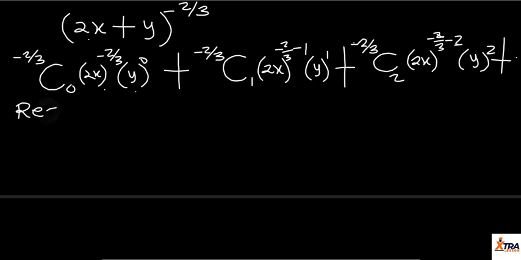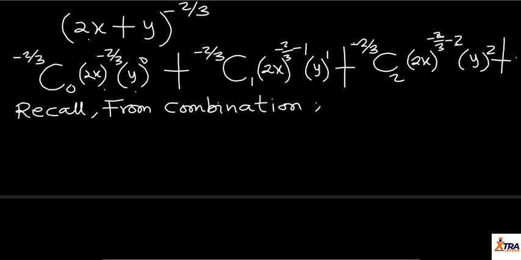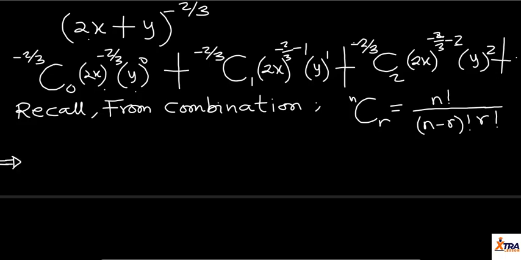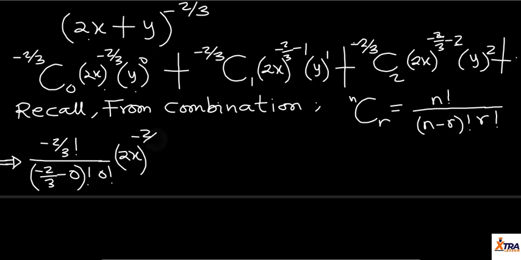Now, expanding each of these, the very first thing we need to do is recall from our knowledge of combination that for any n combination r, it gives us n factorial over n minus r factorial r factorial. So this is still the principle we'll be using here. For the very first term, we'll be having minus 2 over 3 factorial over minus 2 over 3 minus 0 factorial 0 factorial. Our term here will still remain 2x raised to the power minus 2 over 3. We already know that y raised to the power 0 here will give us 1.